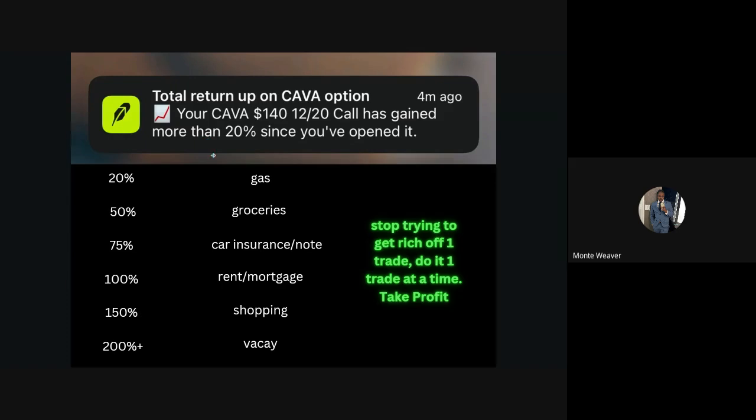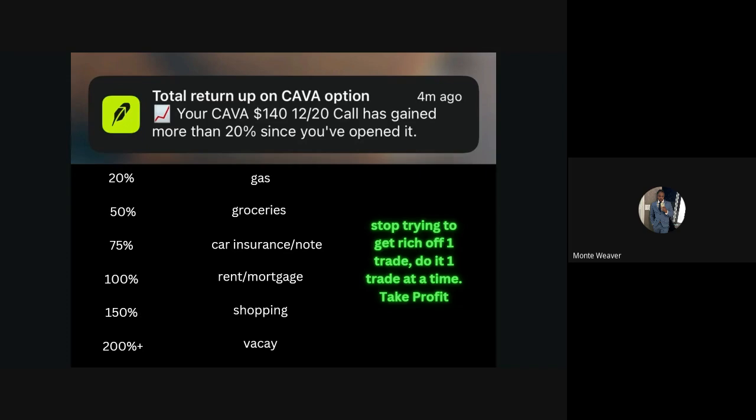50%, right? If you make 50% off of a trade, that's groceries for the month. 75%, you got your car insurance and your car note together. If you make 100%, we paying rent and mortgage now. 150%, you want to go on a shopping spree, right? You want to splurge and do whatever. That's what you do that with.